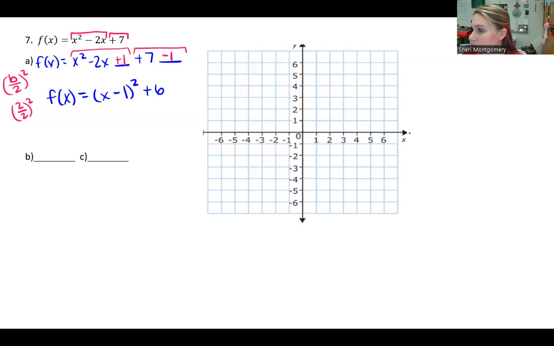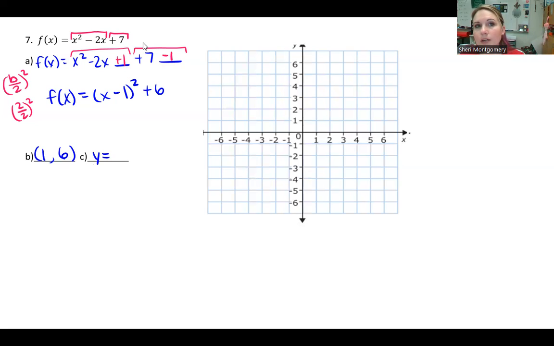Part B asks for the vertex. So what is the vertex? 1, 6. Remember, when you take it out or put it in the equation, the h value changes, but that's the only time. C asks you for the y-intercept. The y-intercept you get from this original equation, it is 7.